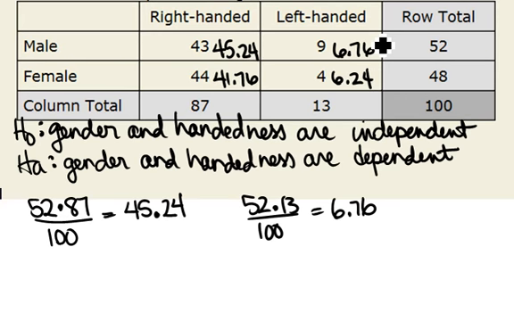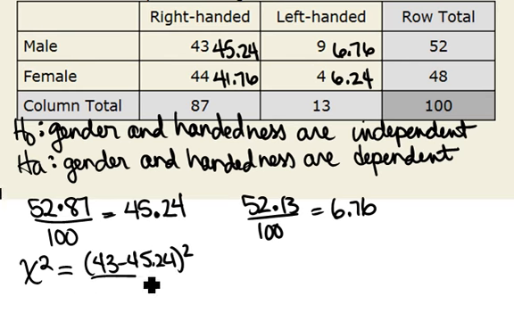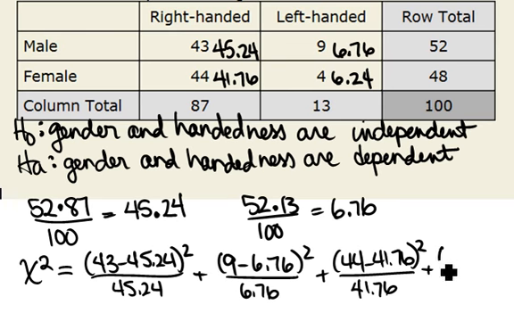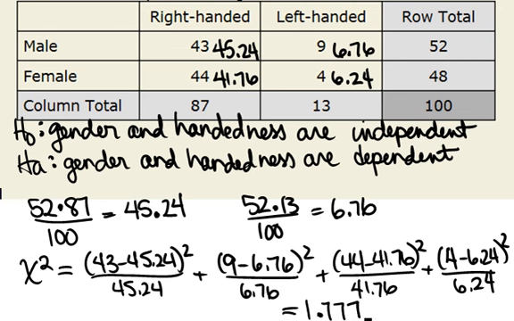Our chi-squared test statistic now is where we take our O minus our E and square it, divided by our E. We'll have four terms here: 43 minus 45.24 squared over 45.24, plus 9 minus 6.76 squared over 6.76, plus 44 minus 41.76 squared over 41.76, plus 4 minus 6.24 squared over 6.24. And so that will give us a test statistic of 1.777.